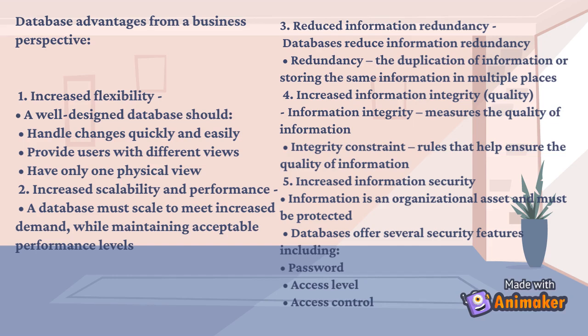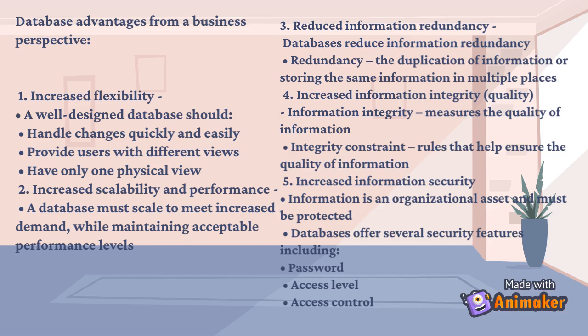Thirdly, reduce information redundancy. Databases reduce information redundancy. Redundancy is the duplication of information or storing the same information in multiple places. And also, inconsistency is one of the primary problems with redundant information. Next, increase information integrity, which is quality. Information integrity measures the quality of information, while integrity constraint refers to rules that help ensure the quality of information.